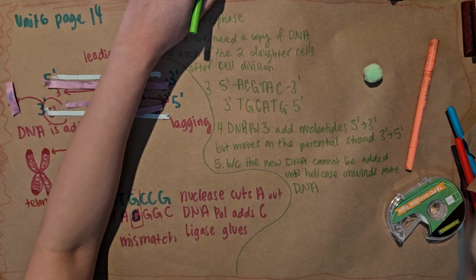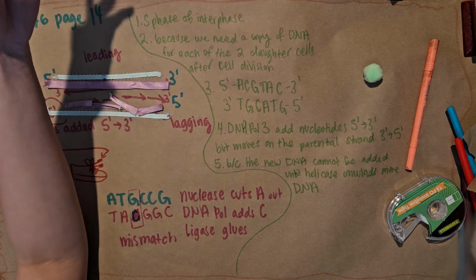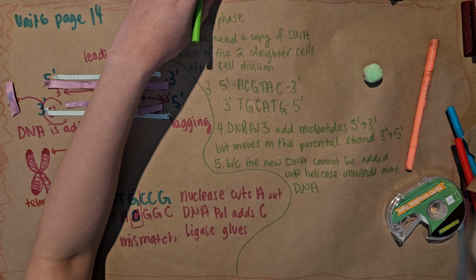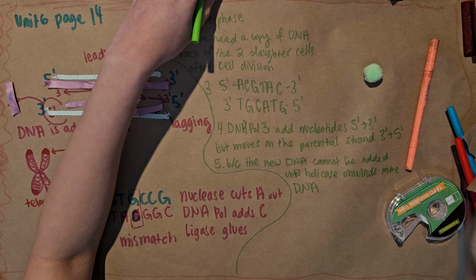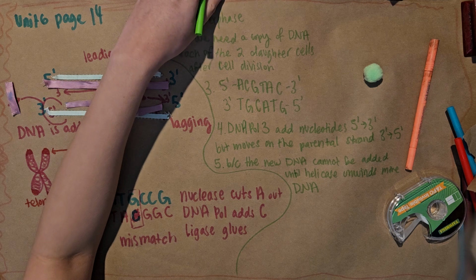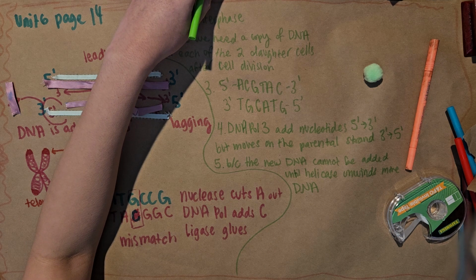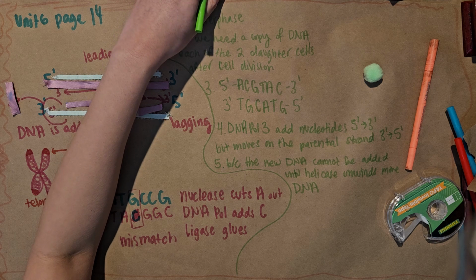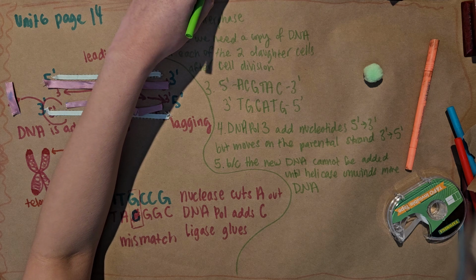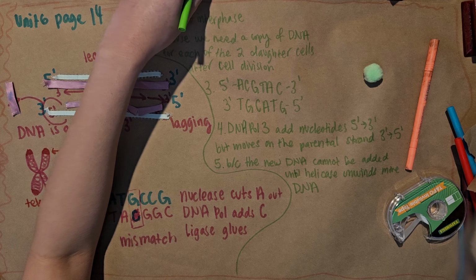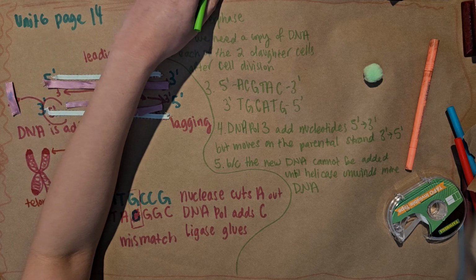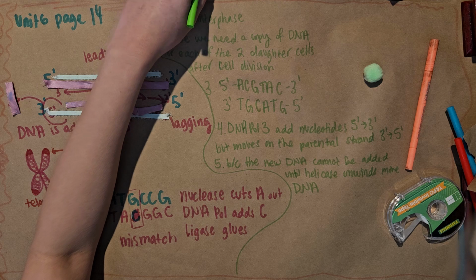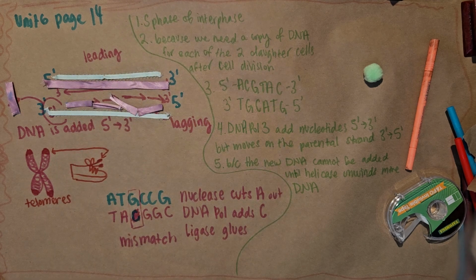Going on to page number 16, that's more of a review page. I've discussed what all of these things do on a previous page already. Now we're moving on to the next page, page number 17, which is transcription and RNA processing, which is a lot going on. So that's going to be for another video.